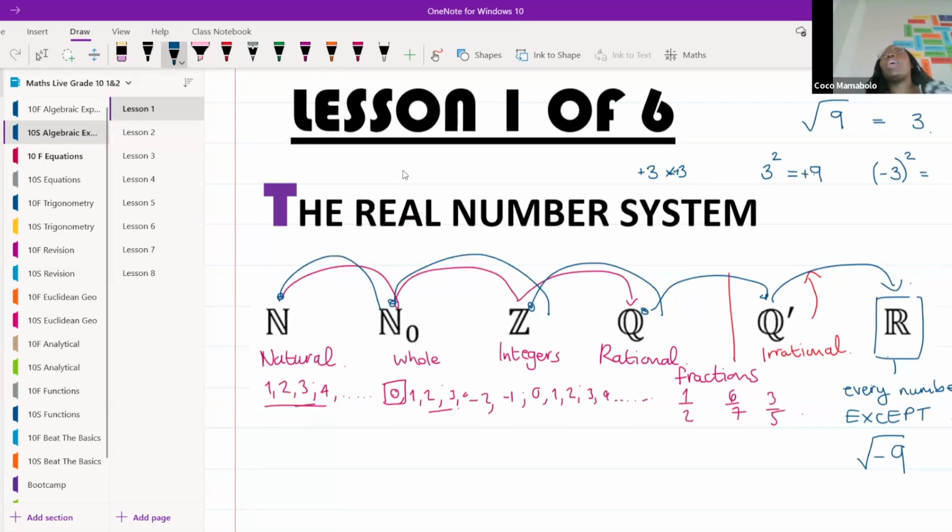Right. Now, if I then write -3 all squared, what this tells me is I want -3 multiplied by itself twice. -3 times -3. A negative and a negative will give me a what? What am I going to get? I'm going to get a positive. Correct. So my answer is going to be positive 9.